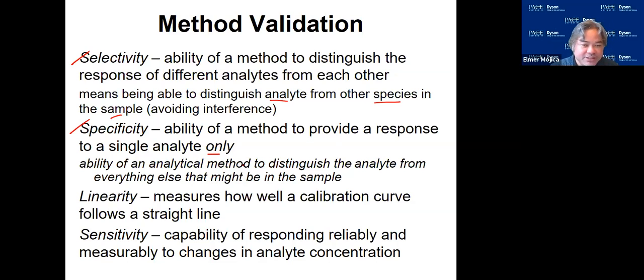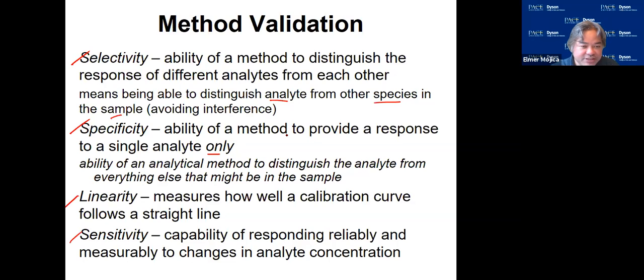So this is the ability of an analytical method to distinguish the analyte from everything else that might be in the sample. If it's selective, that means even if there are other species in the sample, you can still determine it. If it's specific, it's able to determine this is chemical A, chemical B, chemical C in a given sample. So that's the difference between the two.